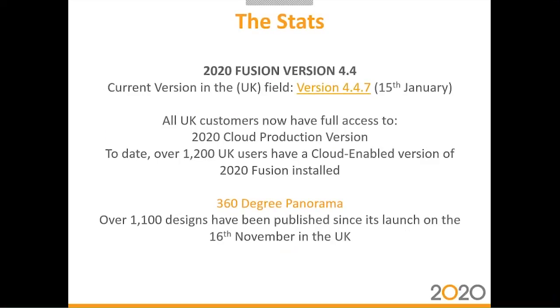So just to go on some of the stats we've done here, the 2020 version 4.4 is the current available one. It was released, 4.4.7, on the 15th of January. All UK customers now have access to the full 2020 Cloud production version, and to date we have over 1,200 UK users that have cloud-enabled versions of 2020 Fusion installed. And the 360-degree panorama, we have over 1,100 designs that have been published in the UK since its launch on November the 16th last year. So some amazing statistics that are evolving around both these two amazing, powerful versions.